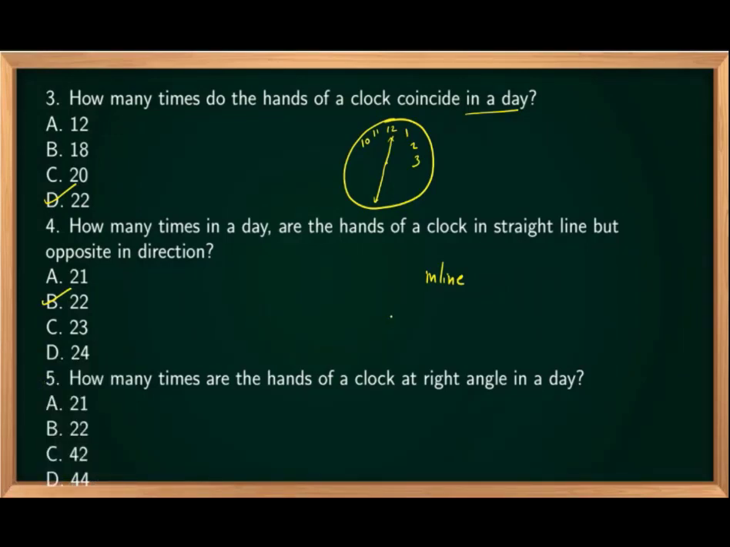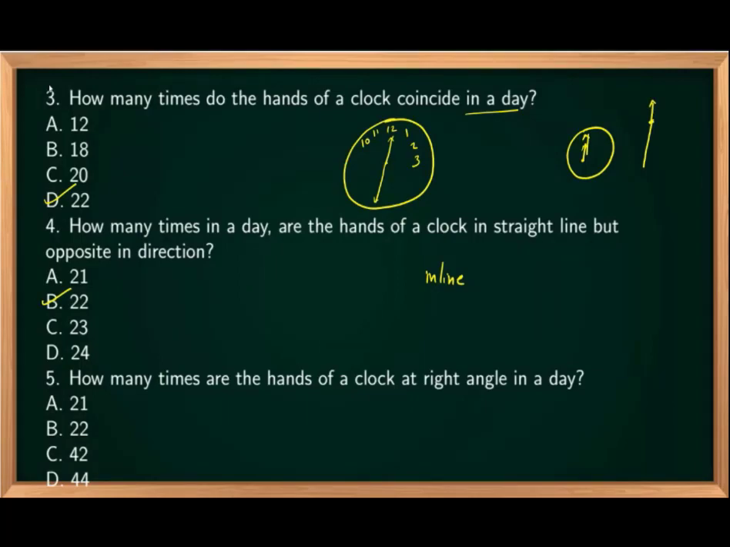Yes, L is correct, 44 times. Actually, in line means it may be making an angle of 0 degrees, that is, hour hand and minute hand in a line, or it can be in a line by 180 degrees. That means the sum of question number 3 and question number 4. Okay.